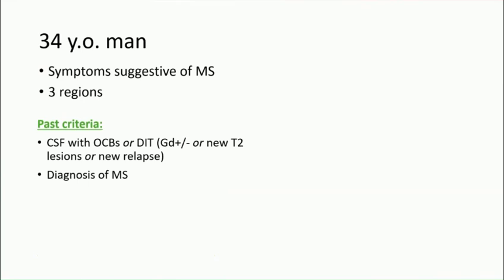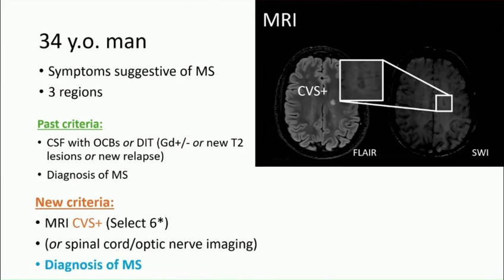So if we think of the past set of criteria, what we would have done possibly in this case is having the CSF for the oligoclonal bands, or some more MRIs or follow-up to get the diagnosis of MS. Actually, this gentleman came to clinic with already acquired SWI images, and we were able to demonstrate the SELECT6 rule. So we actually had the diagnosis already using the first MRI scan by integrating conventional FLAIR images with SWI sequences.